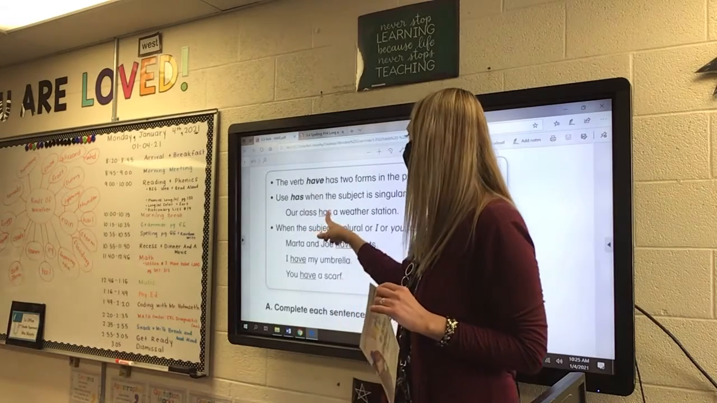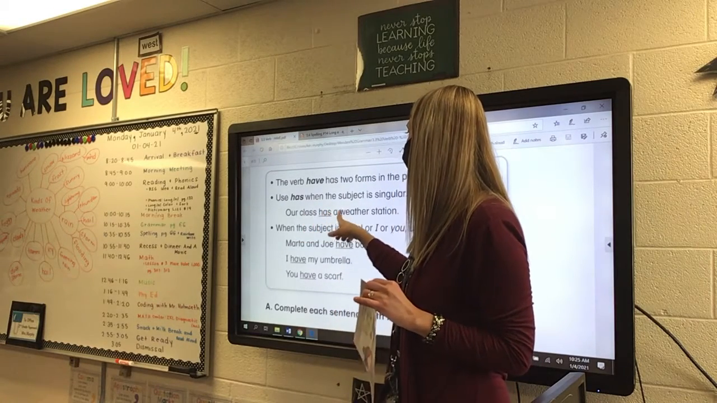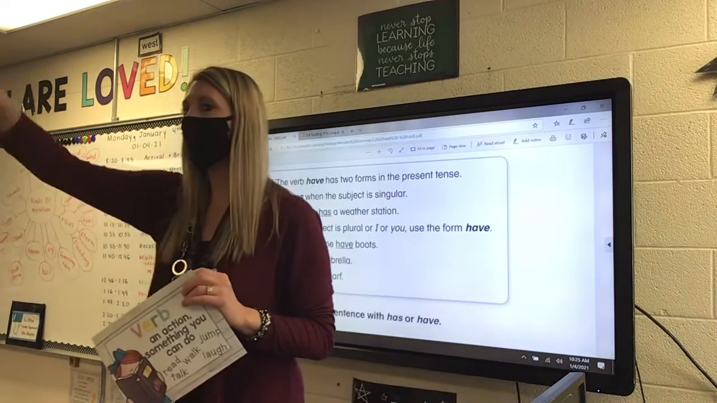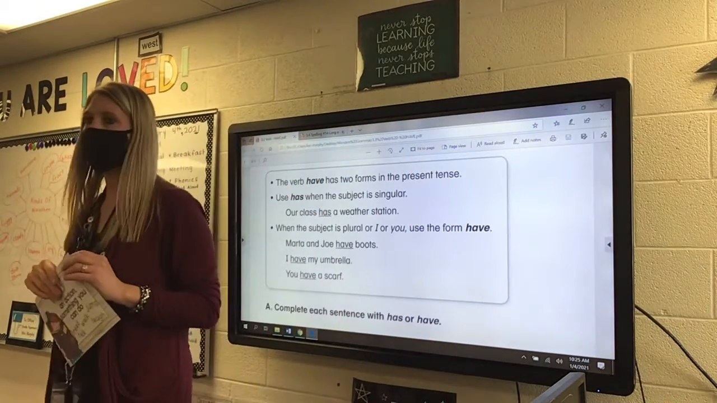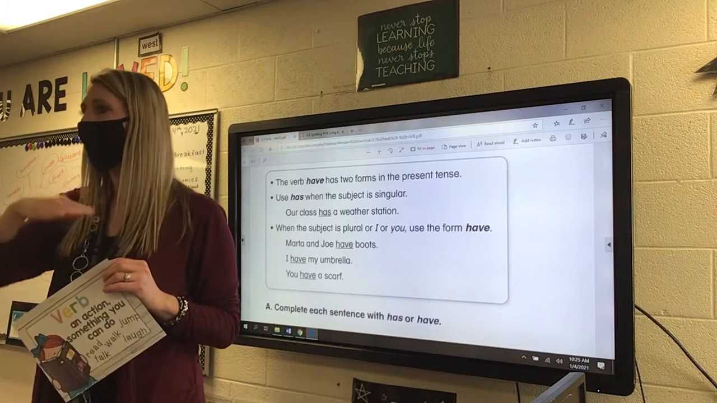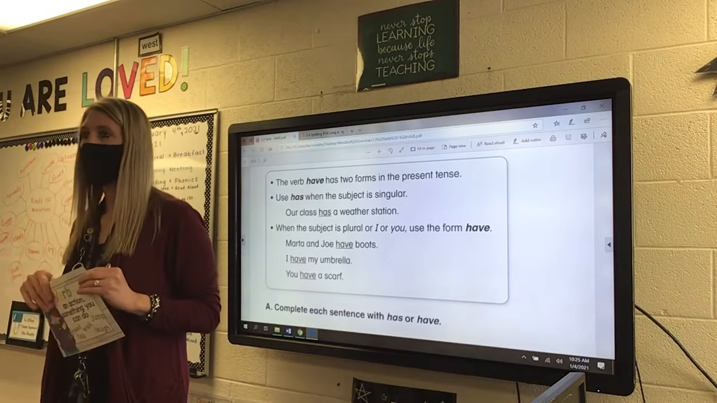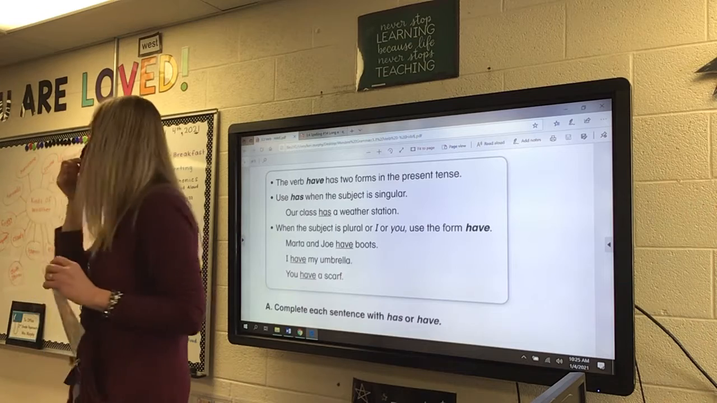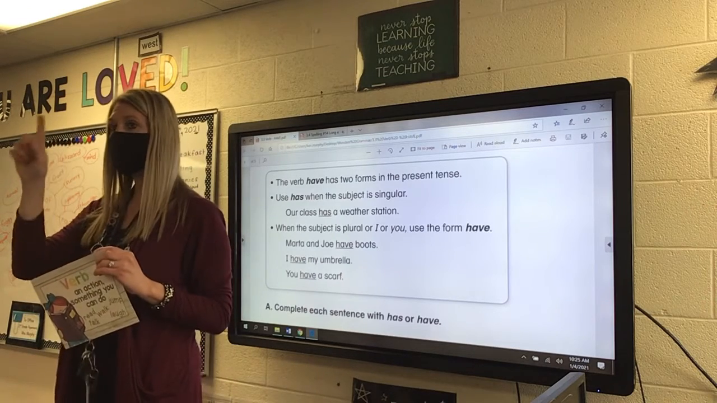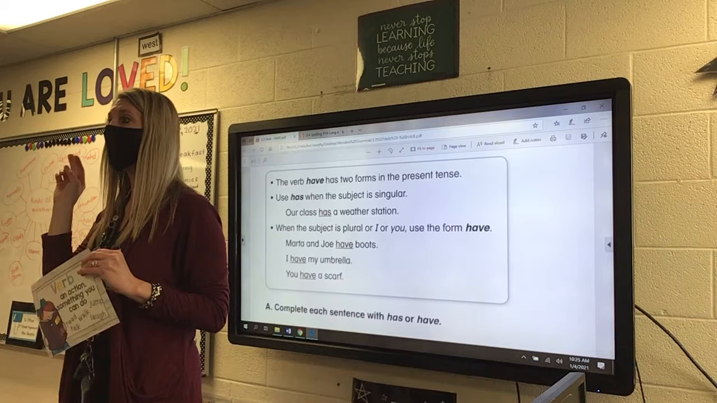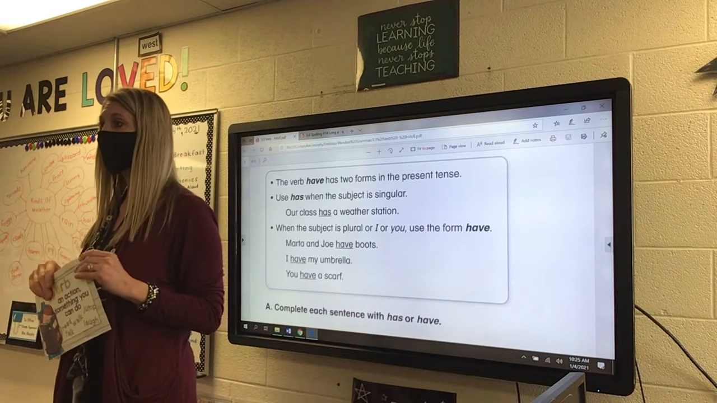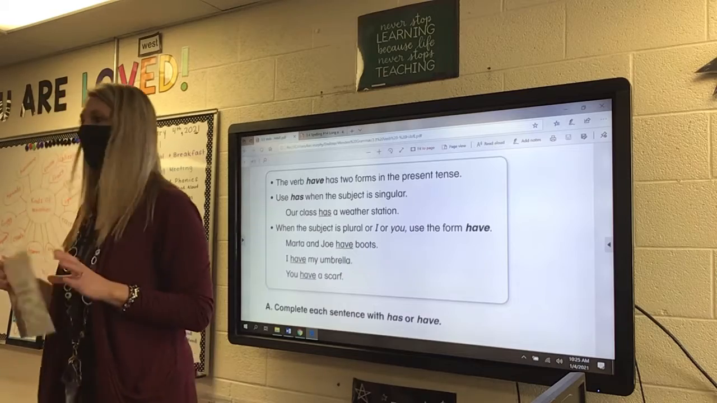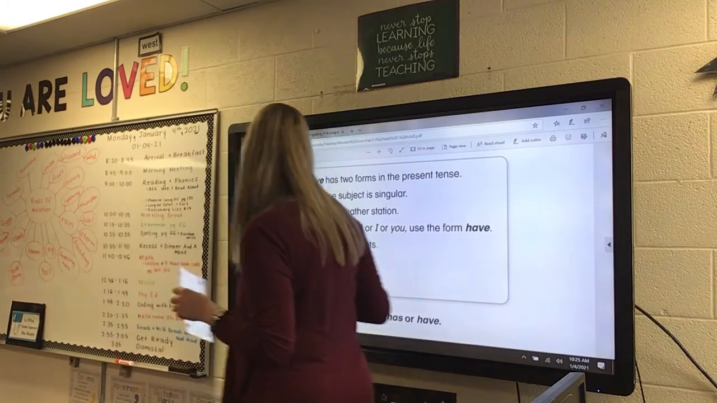So, for example, our class has a weather station. Or I could say, our class has their own desks. Our class has their own chairs. So if we're talking about one person, we have to use the word has. So one is has, two or more is have. Or our class has legs. That would work too. Or our class has water bottles.